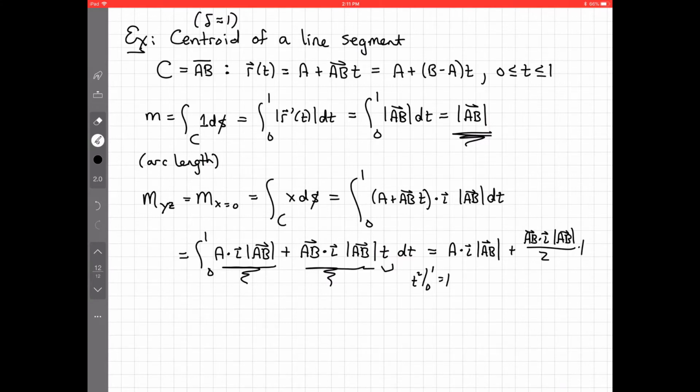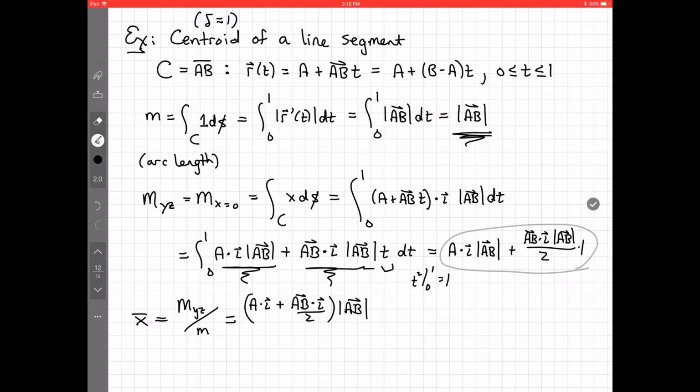All right, now let's figure out what is the x component, the x coordinate of our centroid. Well, we should take our moment divided by our mass. So we got A dot i plus AB dot i over 2. Both of those things are multiplied by the length of AB, so I just factored the length of AB out of this result here. And then mass, as our arc length, that's just the length of AB. So notice those happily cancel off.